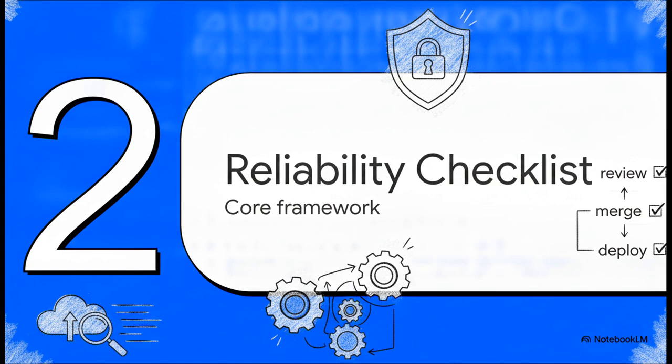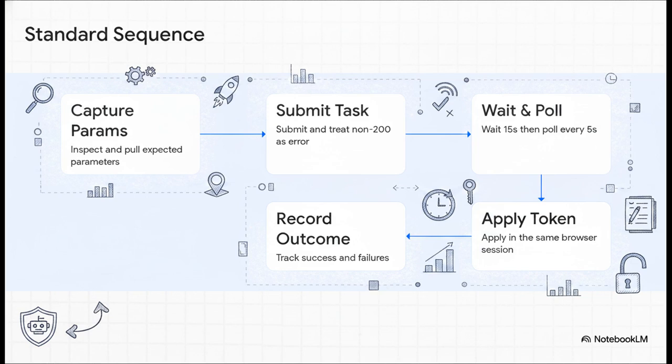Moving right along to Section 2, the reliability checklist. This is your core framework. Every single request must follow this exact sequence. Capture your parameters, submit the task, wait and poll, apply the token, and then record the outcome. Keeping this workflow consistent makes debugging and maintenance so much easier. Seriously, if another developer looks at your code, they should be able to read this pipeline in 5 minutes flat.